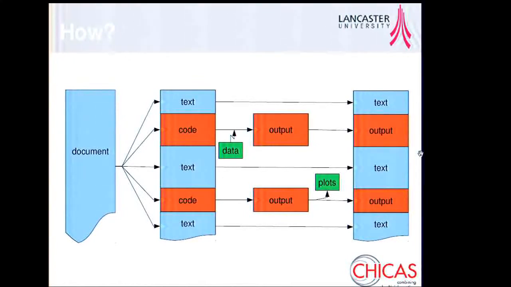So you end up with a final report, which is completely derived and defined by your document and your data, and because your code is inside your document, your code. And that's a completely reproducible piece of research, and journals are now starting to take this kind of thing as publishable property.